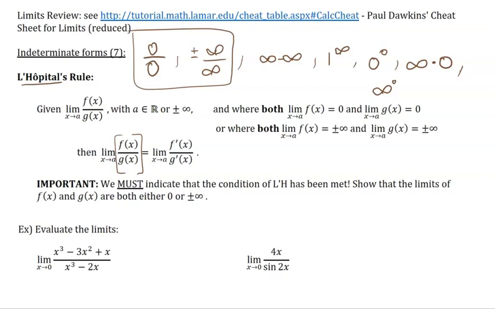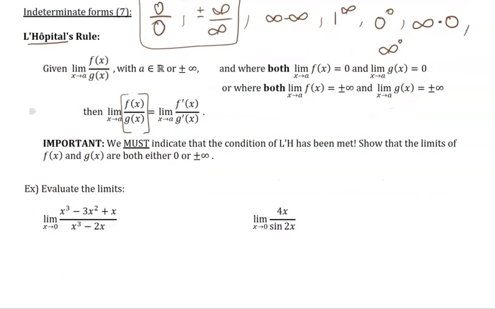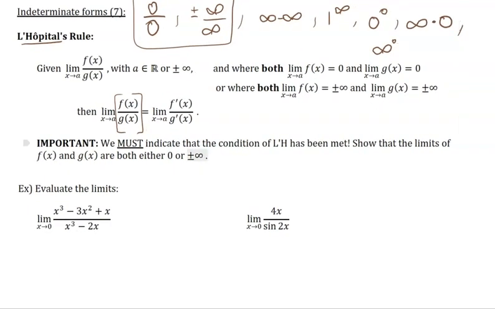Quotient rule, okay? This is not the quotient rule. So we're not taking the derivative of this function, we're taking the derivative of the top and bottom function separately. Okay, so what do we need to do in order to use L'Hopital? We must, capitalize, underlined, look, I'm even circling it, it's important, we must indicate that the condition for L'Hopital has been met. We need to show that the limits of f and g are both either 0 or an infinity.